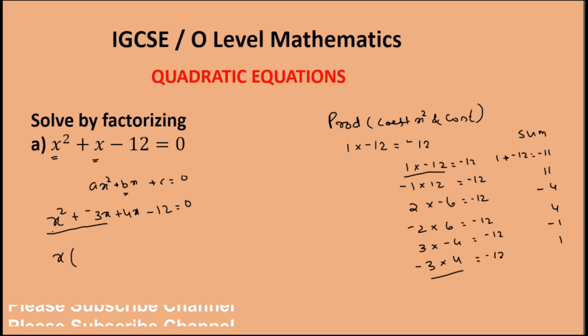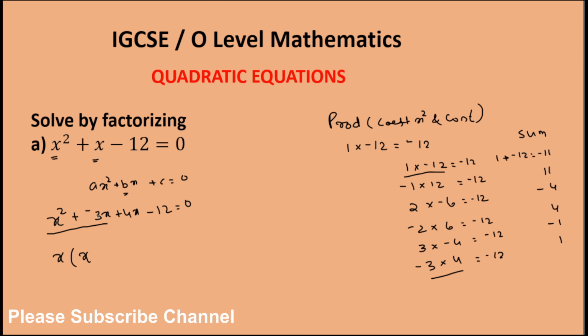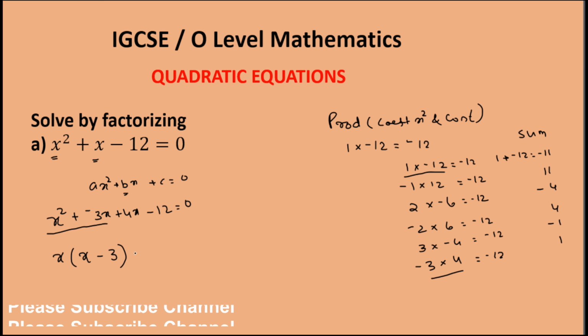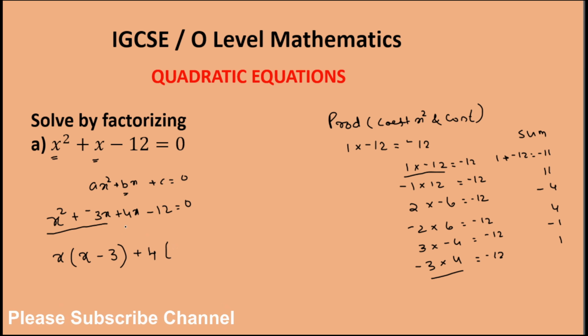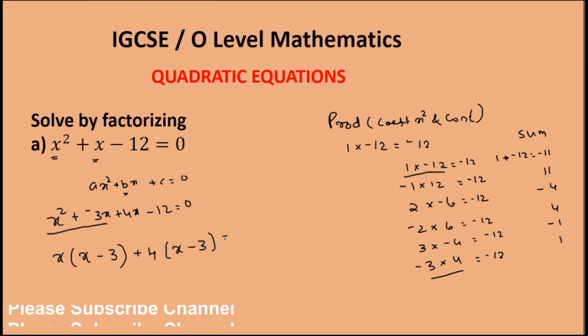Then from the first term, we take x as common. After x square, x comes outside and x remains. Then from minus 3x, x comes outside and minus 3 remains. Plus, from 4x, 4 is the common number, and x remains. That means minus 12 divided by 4 is minus 3, equal to 0.